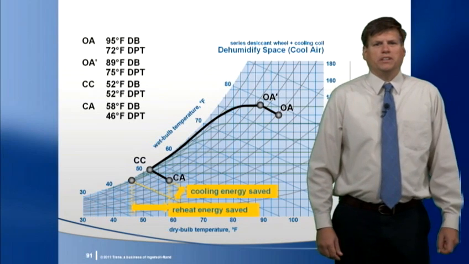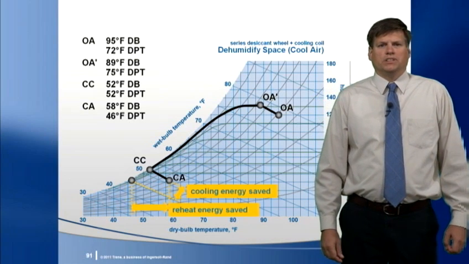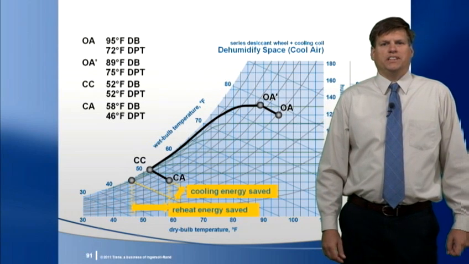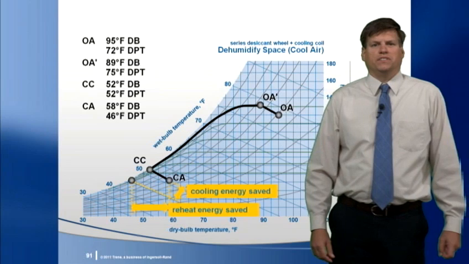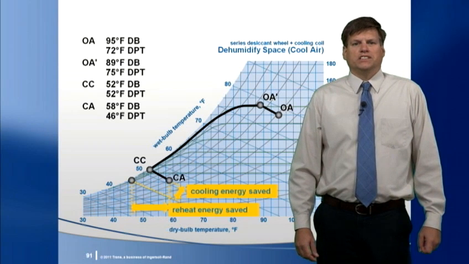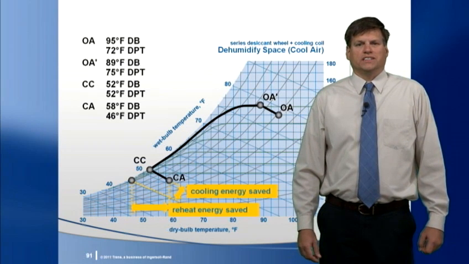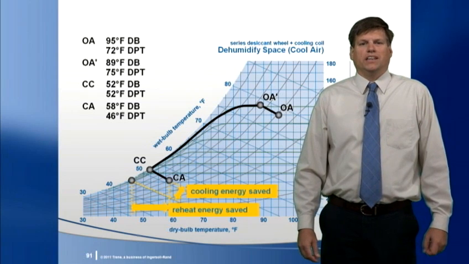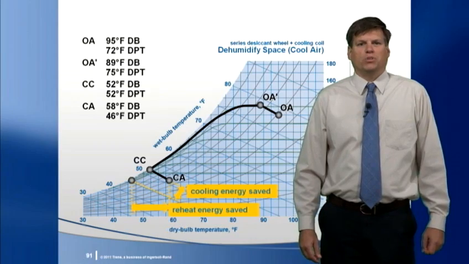The big difference between the two is that the series desiccant wheel does this with 52-degree air leaving the cooling coil, while the series heat exchanger required a 46-degree leaving coil temperature. This can result in significant energy savings, as it will raise the evaporator temperature of the cooling source by 6 degrees, increasing the efficiency of either a chiller or DX system.